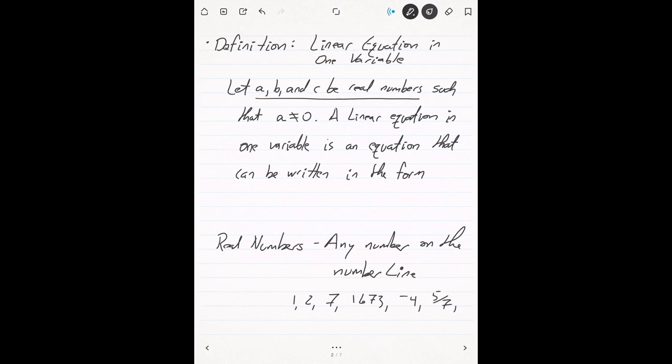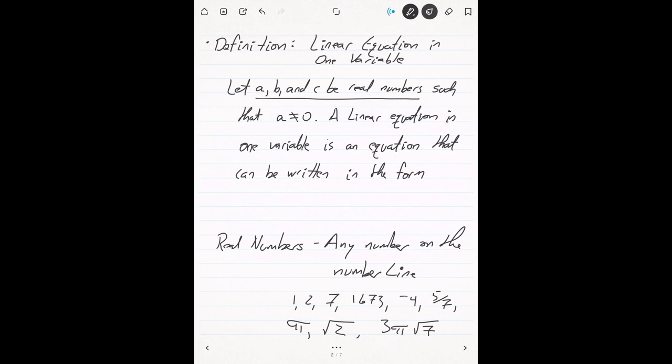What about something like pi? Pi is a real number because that's on the number line. What about a number like the square root of 2? What about something like 3 pi times the square root of 7? I don't know, something complicated like that. The point is, all of these numbers are real numbers, okay?